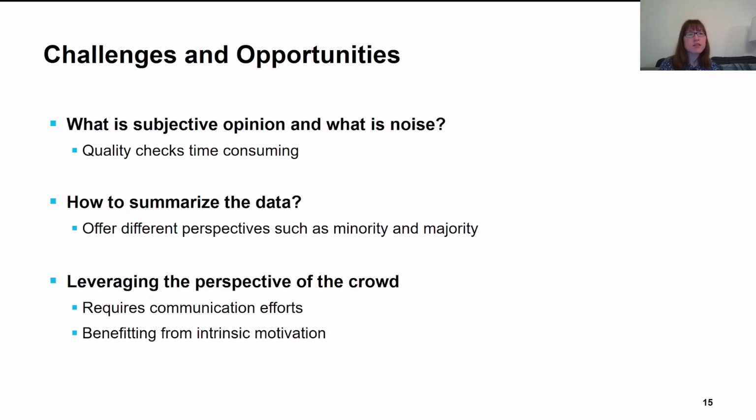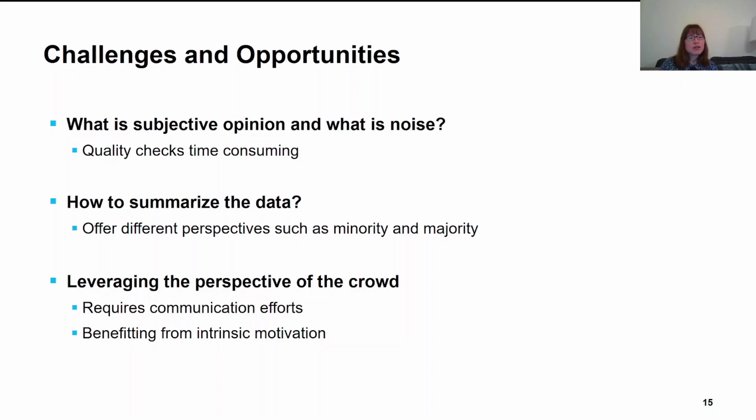Our data analysis proved to be a bit challenging because of the subjective nature of accessibility. You could hardly distinguish subjective opinion from noise, so quality checks were a bit time-consuming. But as we did an exploratory study, we also valued variety of opinion over highest agreement, which also brings me to the next point here, how to summarize the data. To honor the individuality of accessibility, we decided to offer different perspectives into the data, such as minority and majority ratings. And finally, leveraging the perspective of the crowd proved both to be a challenge as well as an opportunity.